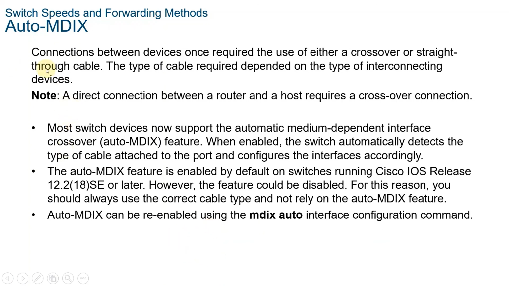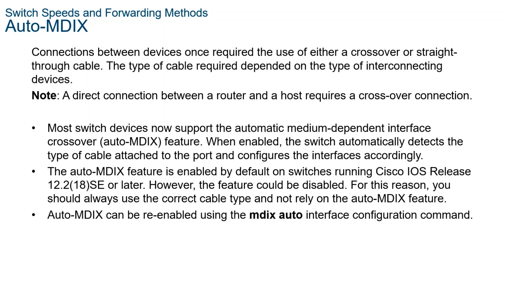Next is the Auto-MDIX. Connections between devices once required the use of either a crossover or straight-through cable. The type of cable required depended on the type of interconnecting devices. For example, one had to identify the correct cable type required to interconnect switch to switch, for instance, or switch to router, or switch to host, or router to host devices.